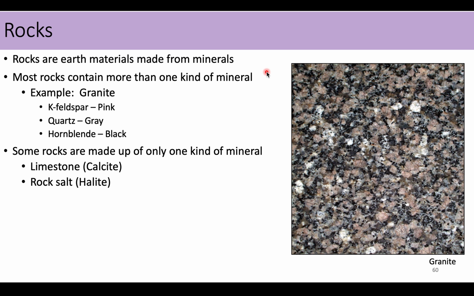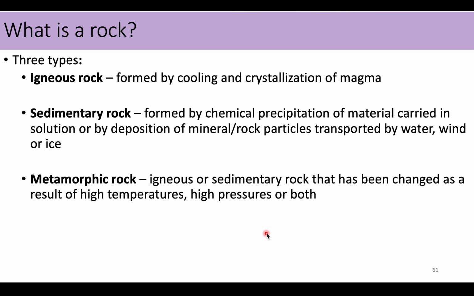So rocks are made from minerals. All rocks are made up of minerals. Some contain a combination, like this, for example, is granite. This is made up of potassium feldspar, which is the pink. The black is hornblende, and then the white shiny is quartz. So there are 3 different minerals making up this granite. There are some rocks that are made up of only one mineral. Most of them, however, are a combination.